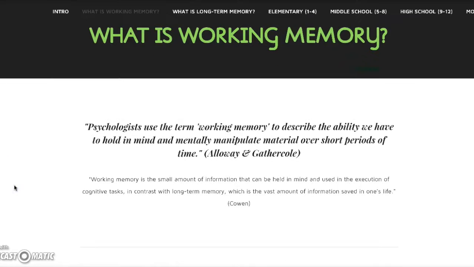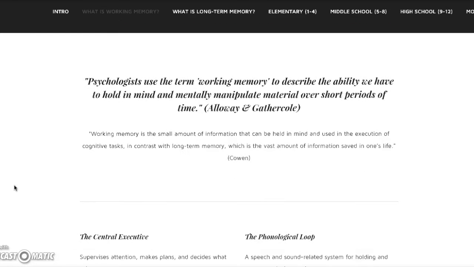To start, we wanted to outline what working memory is. We have a couple of quick definitions to start off with. The first is psychologists use the term working memory to describe the ability we have to hold in mind and mentally manipulate material over short periods of time. The second one is working memory is a small amount of information that can be held in mind and used in the execution of cognitive tasks, in contrast with long-term memory, which is the vast amount of information saved over one's life.